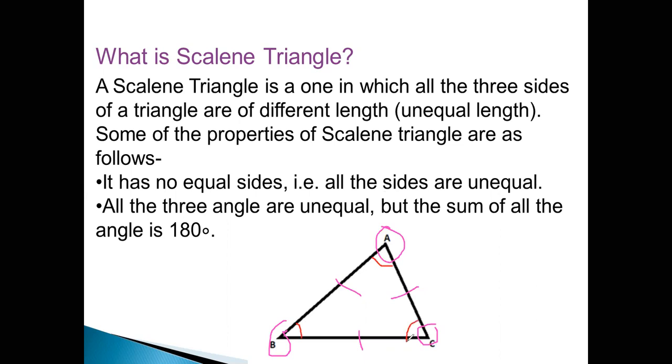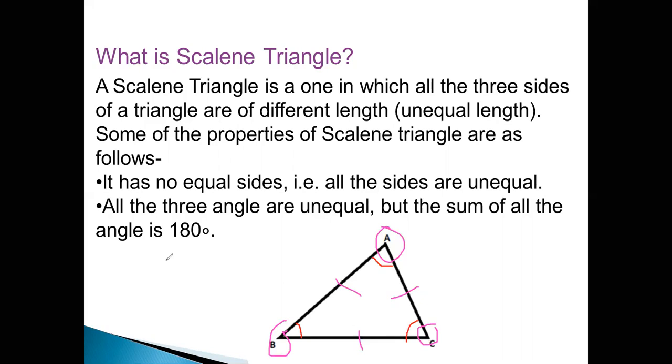So in this scalene triangle, first of all, we have the three things that satisfy that it is a triangle: the vertex, the line segment or side, and the angle. If these three things are present in one figure, then we can conclude that this is a triangle. In this figure, vertices, angles, and sides are all there, so definitely this is a triangle. Now we will see how this figure can be a scalene triangle.